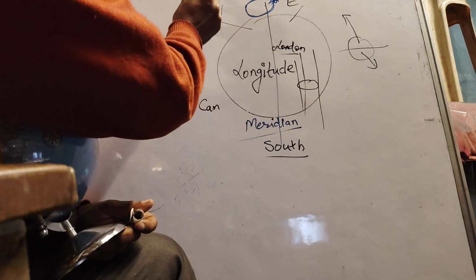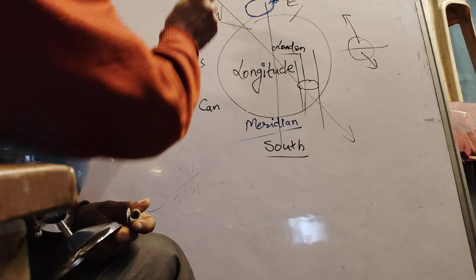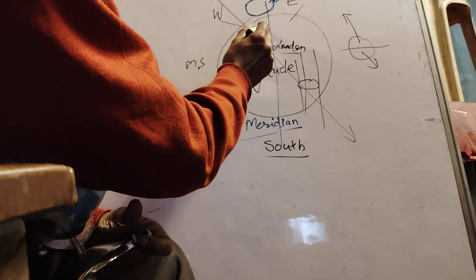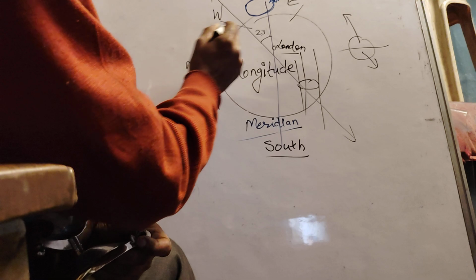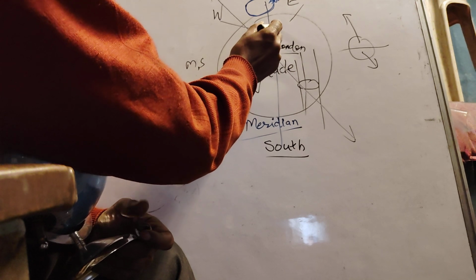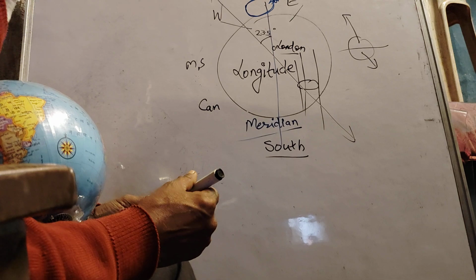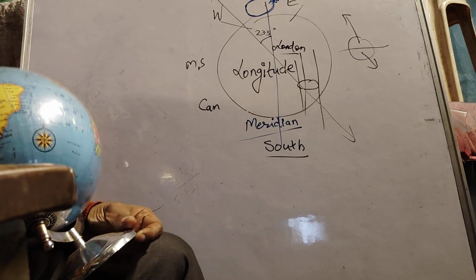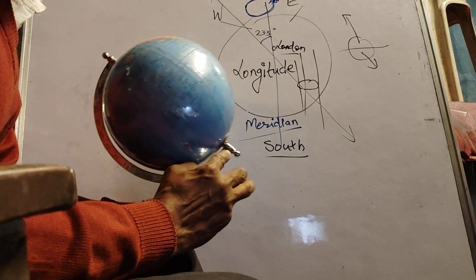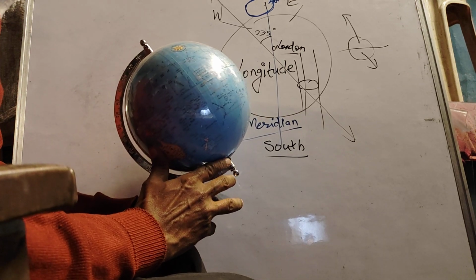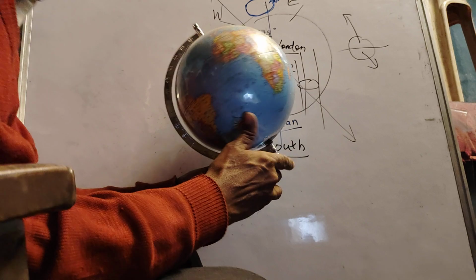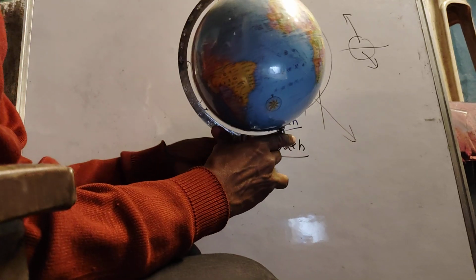This is the rotation of Earth, this line, and this angle is 23.5 degrees. So the Earth is slightly tilted at 23.5 degrees. This tilt of Earth makes our day and night, and this tilt also makes the seasons.